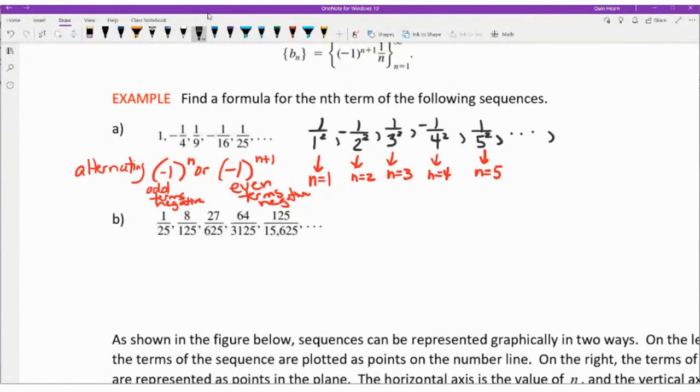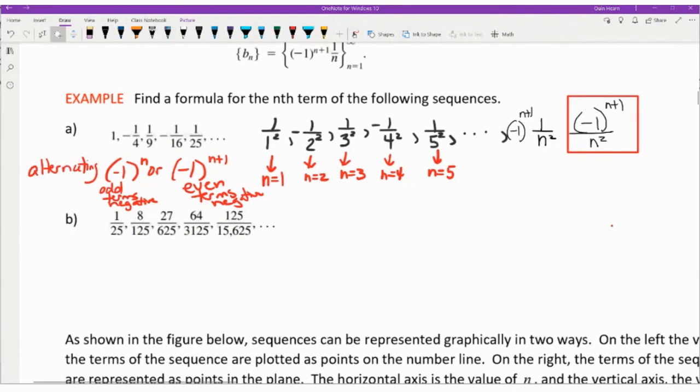We're going to definitely have the 1 over n squared for sure in there, right? But we need to multiply it times. All right, so we have -1 to the n plus 1 times 1 over n squared. Or you could write it as just -1 to the n plus 1 over n squared. Okay, at home, see what you can come up with for part B.